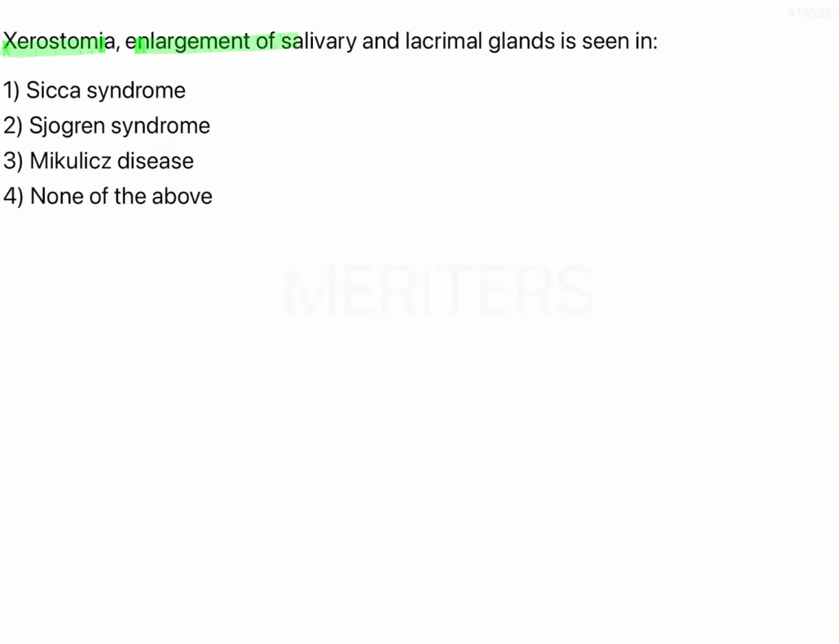Xerostomia with enlargement of salivary and lacrimal glands is seen in, and the options are: Sjogren's syndrome, Mikulicz's disease, and none of the above. Now, all of the following options are salivary gland pathologies. Sjogren's syndrome is associated with xerostomia, which we definitely know.